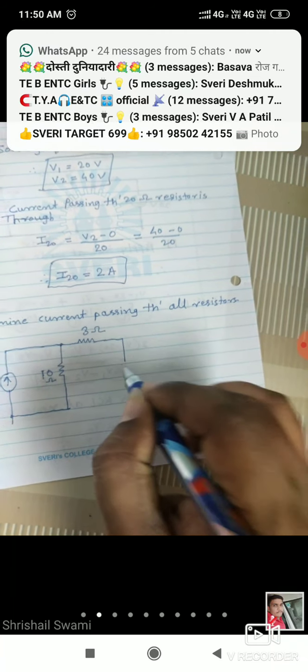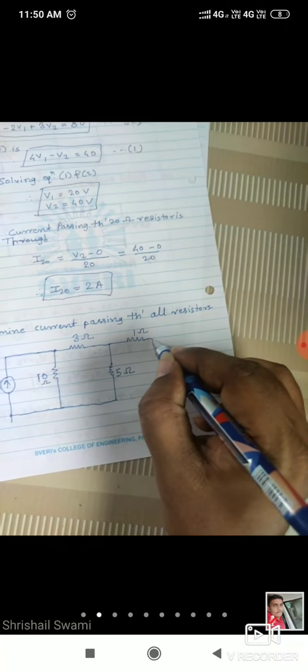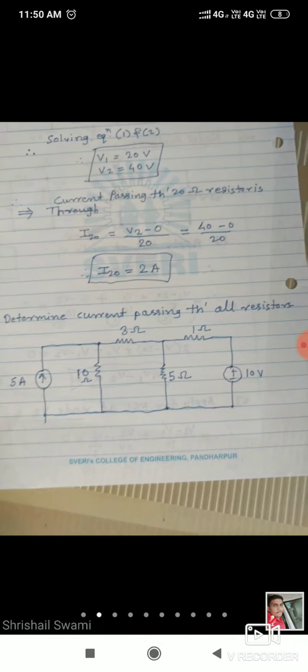This will be 10 ohm. Three ohm. This will be 5 ohm. This will be 1 ohm and plus minus 10 volt. So what is the question here? You have to find the current passing through each and every resistor by using nodal analysis. So take it as homework, everyone try. We will discuss the same problem in tomorrow's lecture.